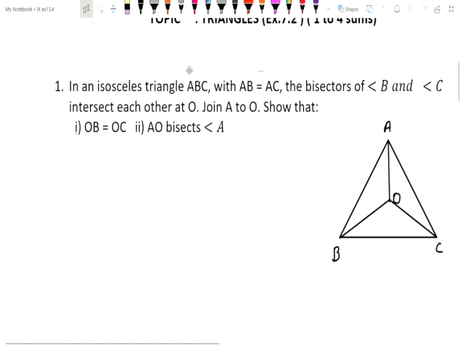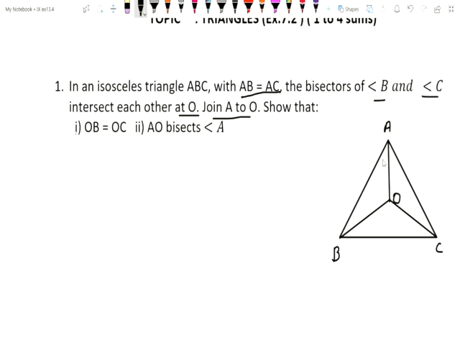In an isosceles triangle ABC with AB equal to AC, the bisectors of angle B and C intersect each other at O. Join A to O. Show that OB equal to OC, and second, AO bisects angle A.